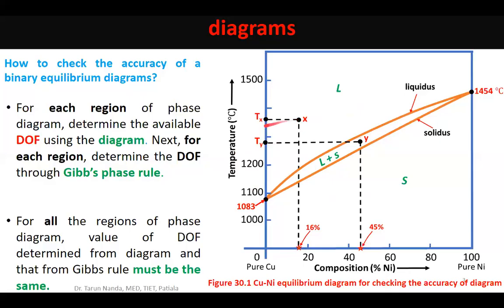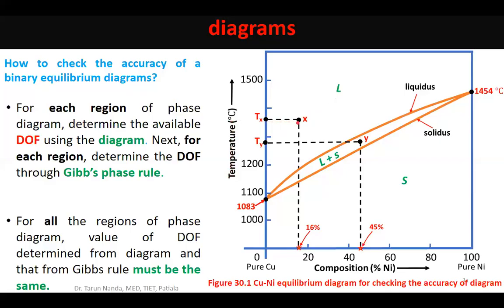What do we do? First, we'll check whether temperature is a degree of freedom or not. How do I check it? Please see, can I change the value of temperature from Tx to any other point, and still the phases that were existing continue to exist? See students, what was the phase existing in the material system when it was at point X? It was only one phase. And what was the type of the phase? Liquid solution.